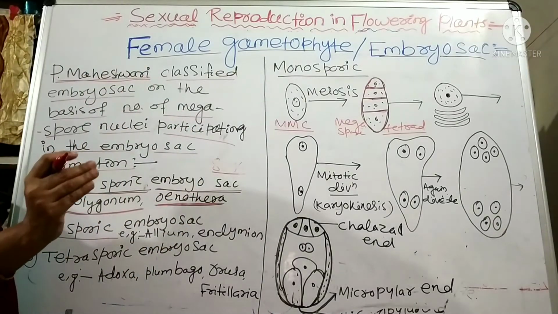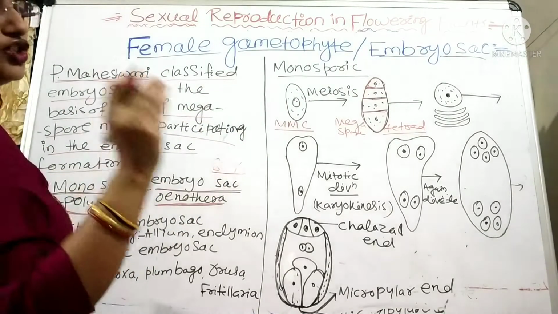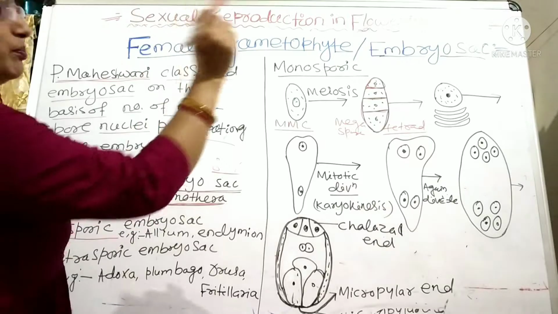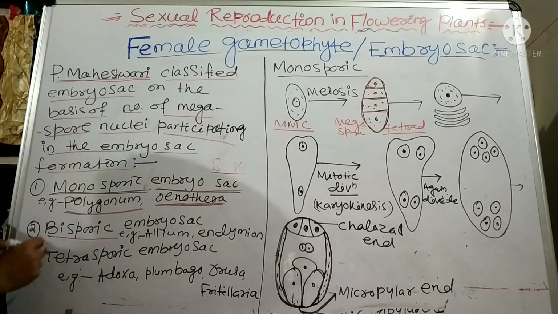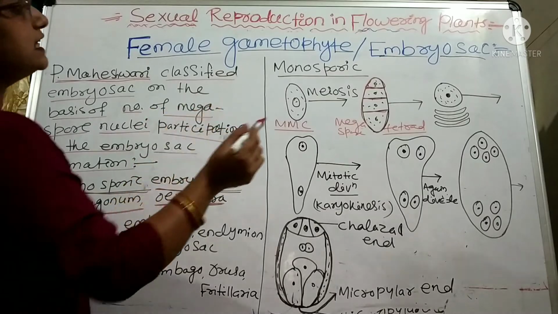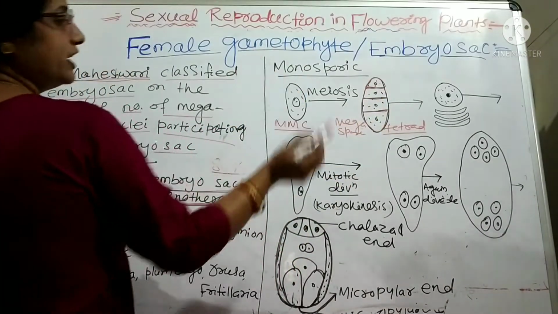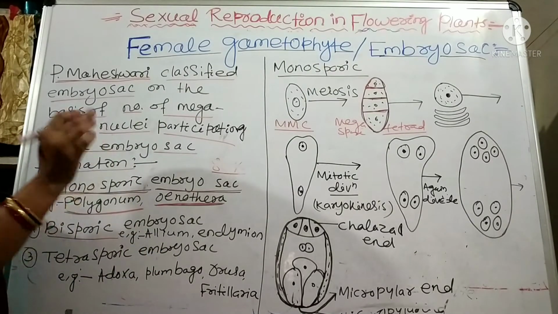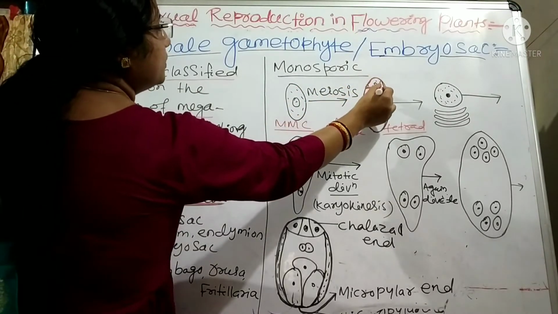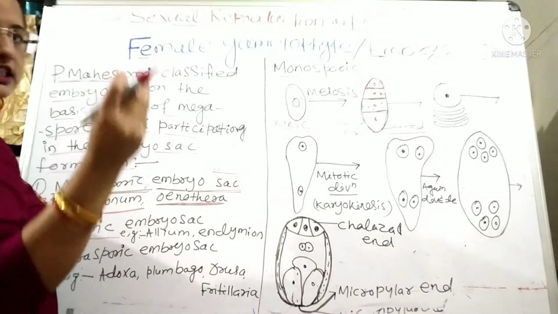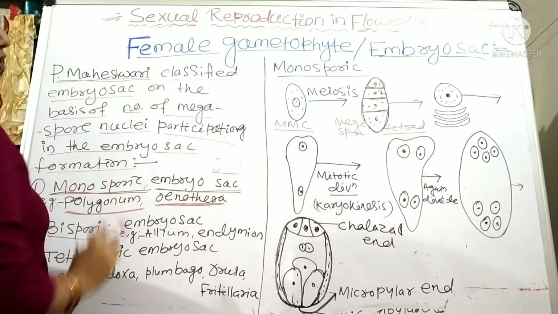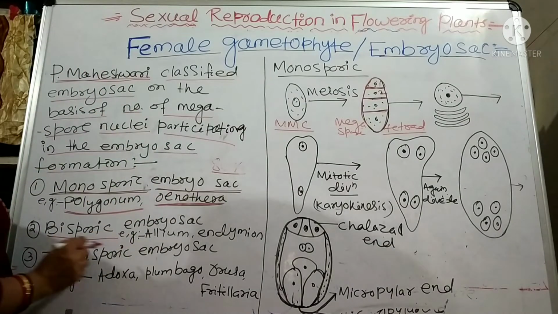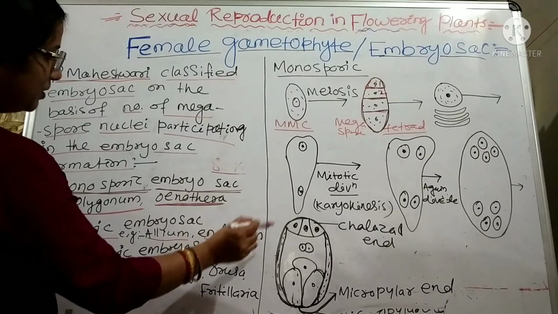In 80% of angiosperms, the female gametophyte, or embryosac, is monosporic. Only a single spore participates in the development of the female gametophyte. Bisporic is when two spores participate in the formation of the female gametophyte, known as bisporic embryosac, and the examples are Allium and Endymion.